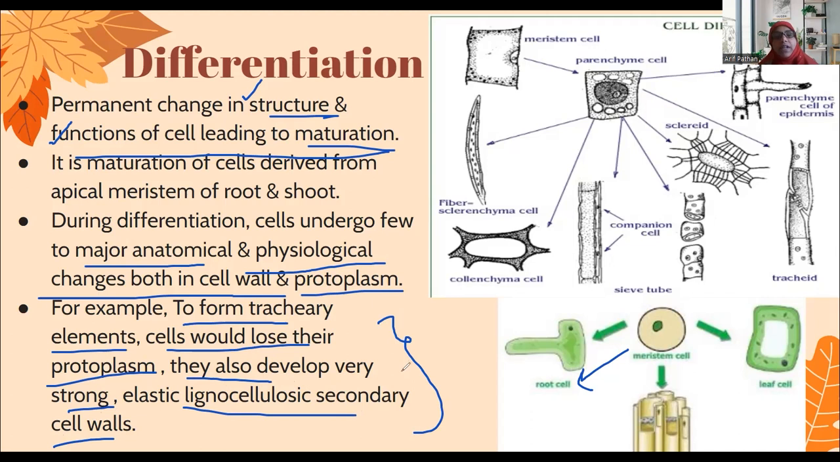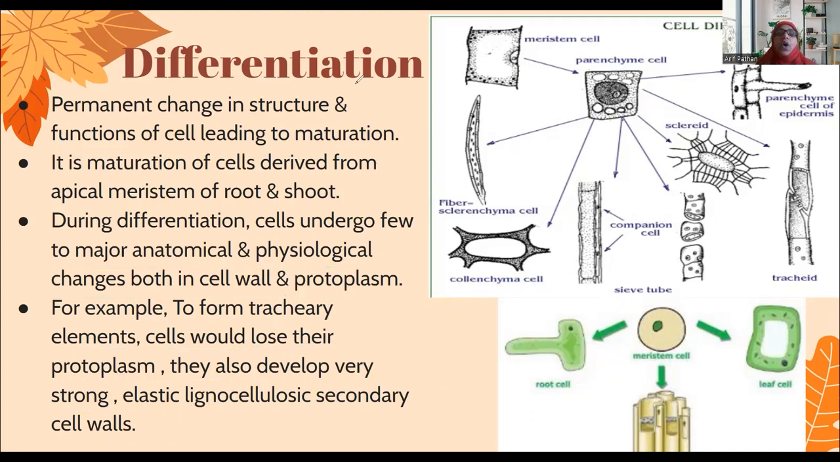The purpose of mentioning all these details is that a meristematic cell, which had different characteristics, different cell wall structure, different cytoplasm structure, has now completely changed to a very thick cell wall with no loose protoplasm, developing a very strong, elastic, lignocellulosic cell wall. So the structure completely and drastically changes when a cell undergoes differentiation. That is one example mentioned over here.